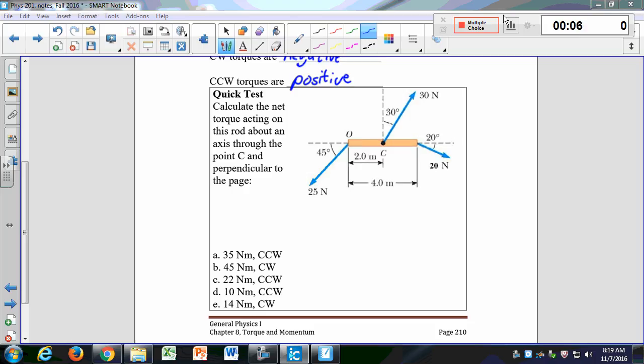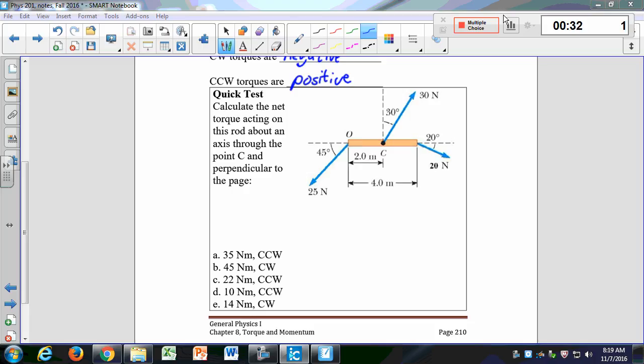First of all, if I'm allowed to rotate about the point C right here, one or more of these forces will provide no torque at all. Which of those forces will provide no torque at all? Is it the 25 Newton force, the 30 Newton force, or the 20 Newton force? Why the 30 Newton force?